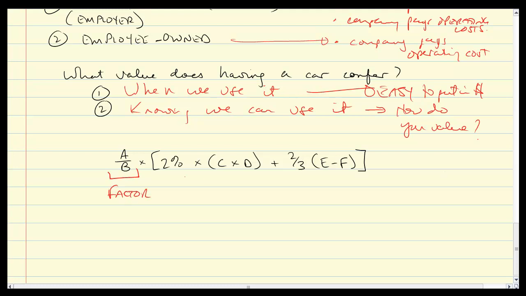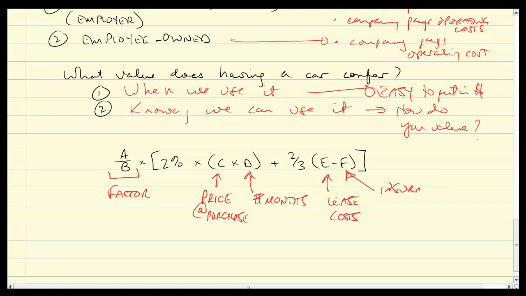This is 2%. This is the price, purchase price of the vehicle. Price at purchase. This is the number of months in the year that it was used. This is 2/3. This is lease costs. And this is insurance costs built into, let's just leave it at that. Insurance built into lease payments.